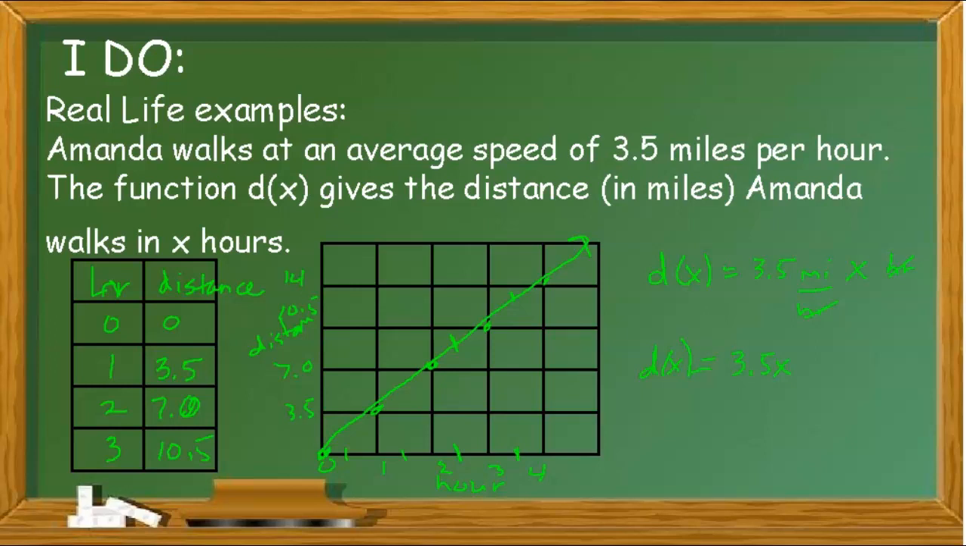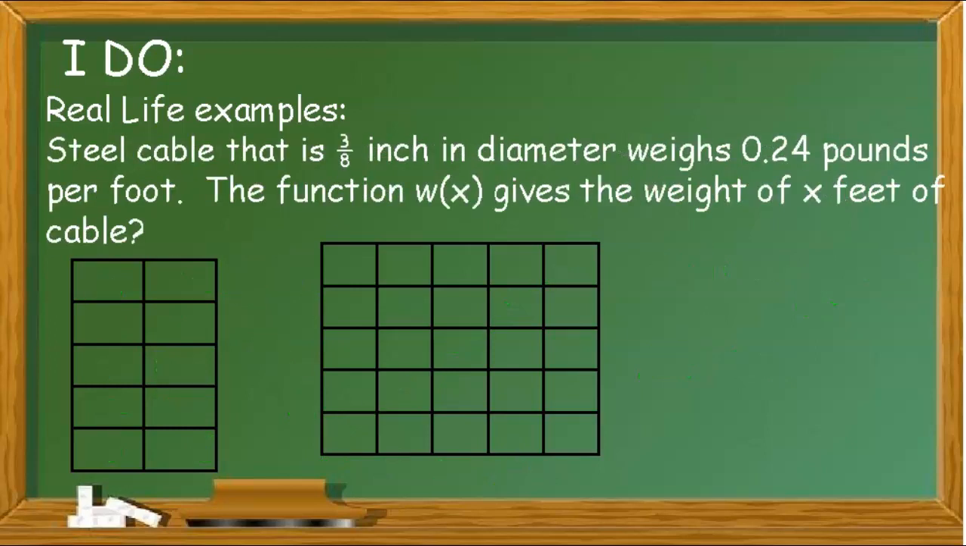And you've probably had some of this talk maybe in your science classes and so forth, where you're collecting data, to know when to and when not to. Okay, so this one has a cable. It has a 3/8 inch diameter and weighs 0.24 pounds per foot. Again, it is the same thing, the weight, and it is 0.24 pounds per foot, times x feet on there.